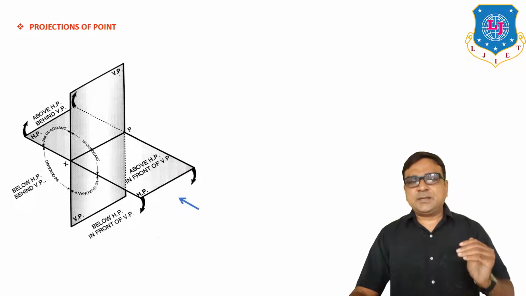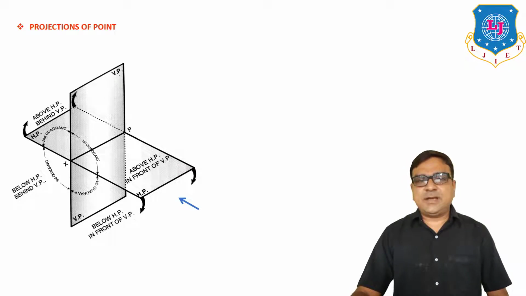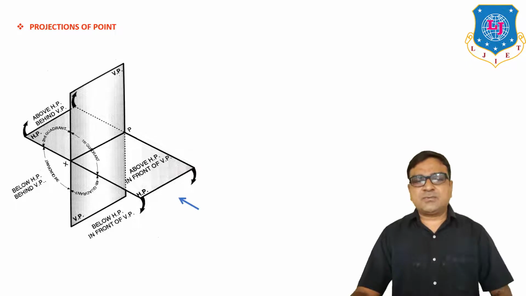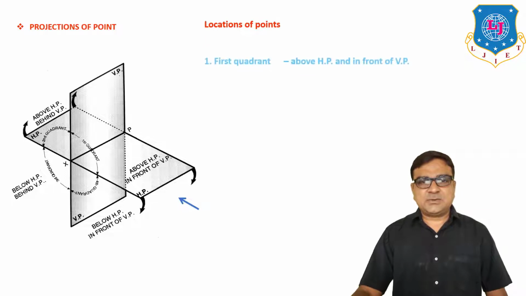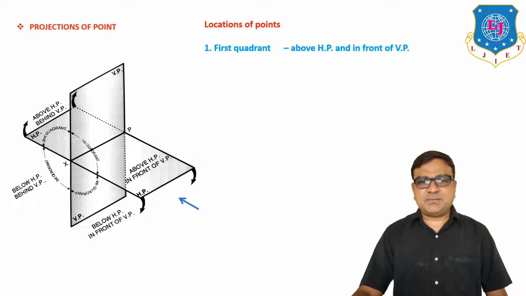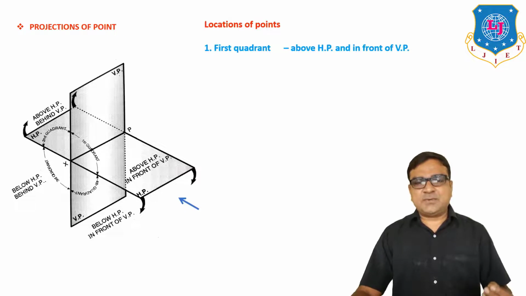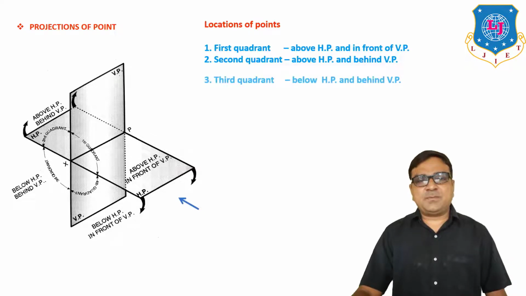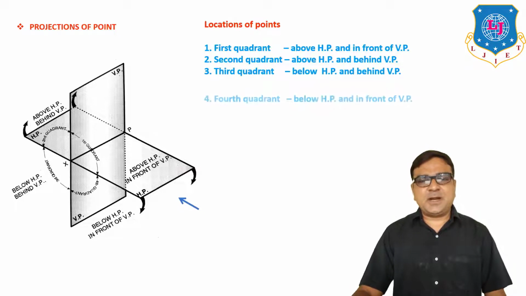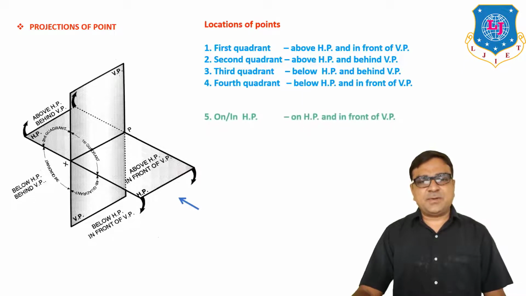Now for taking the projection of a point, first of all, we have to select the location of the point. There are 9 possibilities for the location of the point in these 4 quadrants. So let us see the location of points. When the point is in first quadrant, its address is above HP and in front of VP. In second quadrant, above HP and behind VP. Third quadrant, below HP and behind VP. Fourth quadrant, below HP and in front of VP.